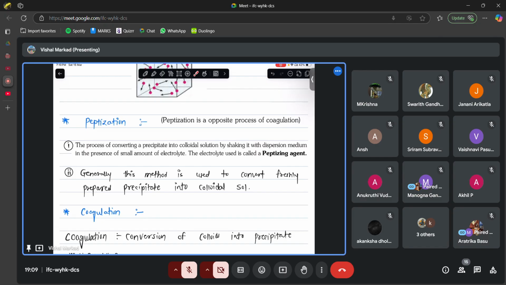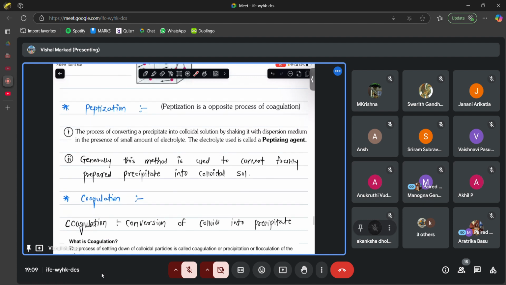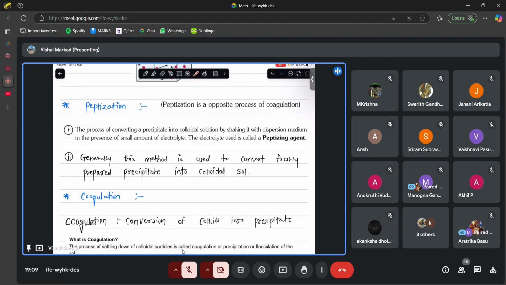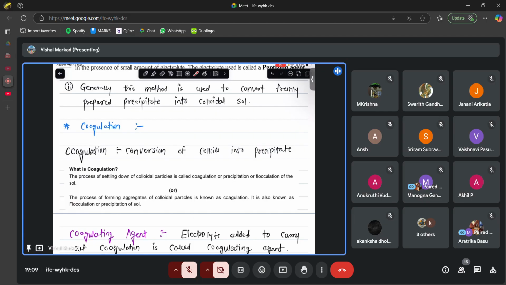We have this in detail, like peptization and how it is carried out. What is the peptization process? We convert precipitate to colloid. That is the peptization process. For that process, we use an electrolyte, which is called a peptizing agent. Clear? What is coagulation? We convert colloid to precipitate. That is called the coagulation process, the process of settling down of colloidal particles. Or you can write this definition: the process of conversion of colloids into precipitate.